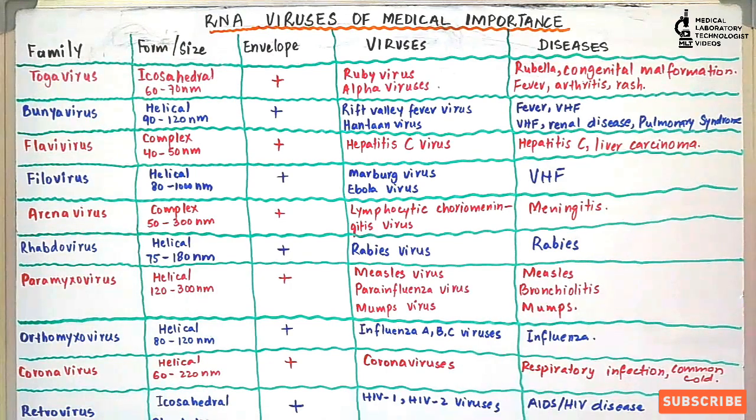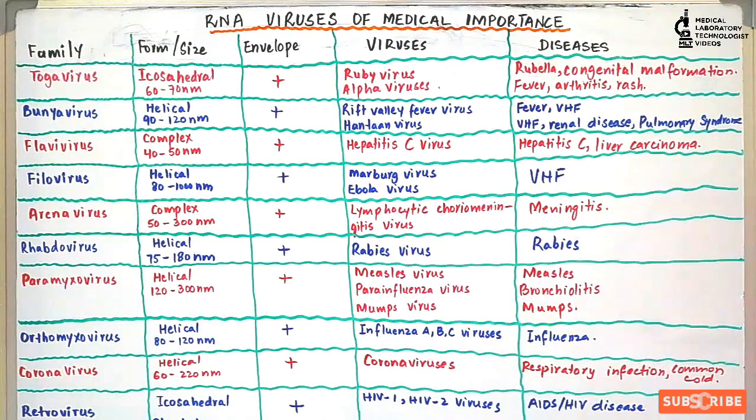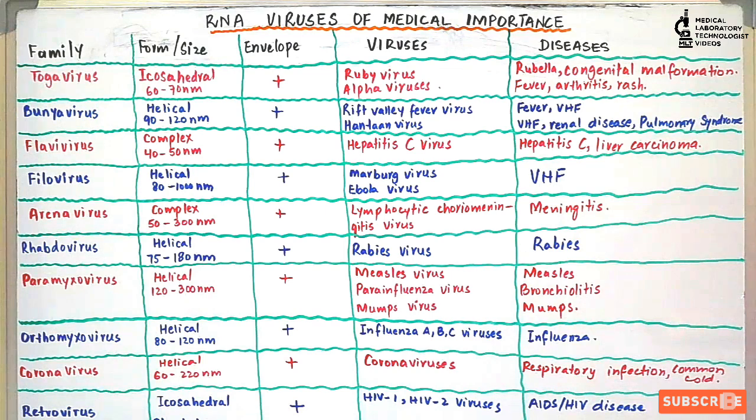Already I discussed the structure of virus before. If you missed that lecture, I already put the link in the cards of this video. From there you can watch the structure of virus, then it's easy to understand classification of virus. Today I am sharing with you classification of virus on the basis of their genome. As you know, either a virus will contain DNA or RNA. So on the basis of DNA and RNA, we will classify the viruses into families.